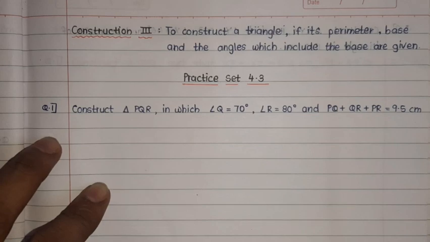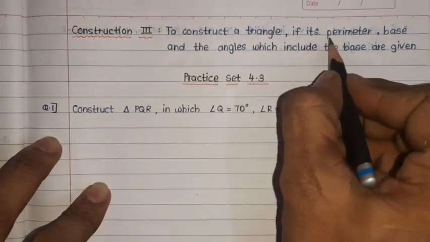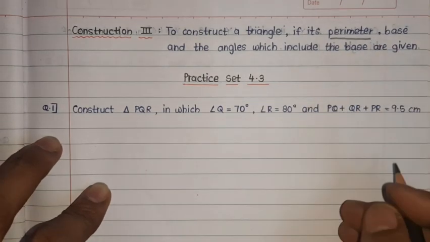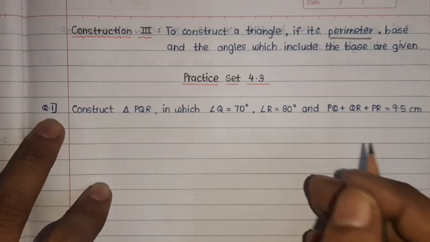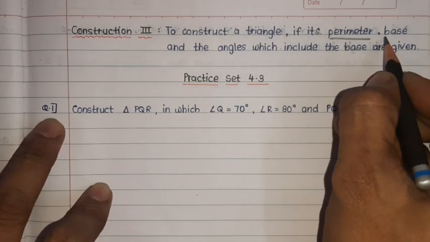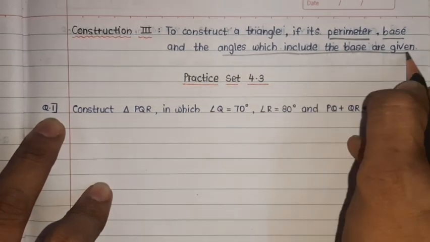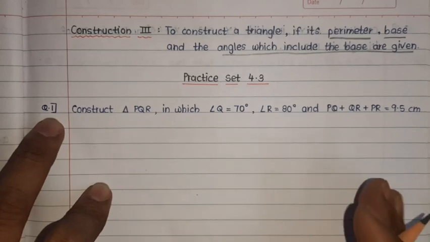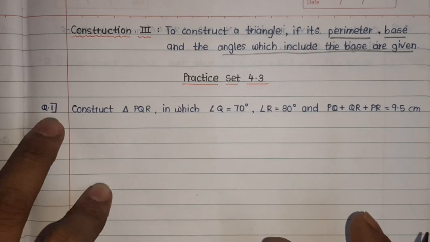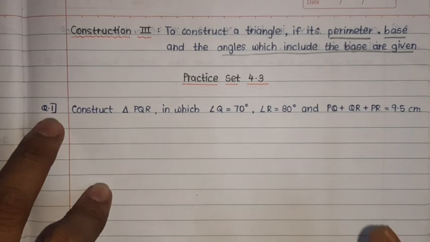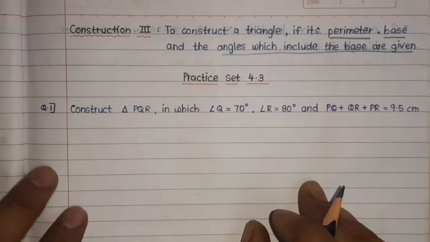In this case, to construct a triangle, if its perimeter is given, dear student, all of you know the perimeter. Perimeter means sum of all the sides of a triangle. Base and the angles which include the base are given. That means perimeter is given, then the two base angles are given and length of base is given. Then we have to construct the triangle.